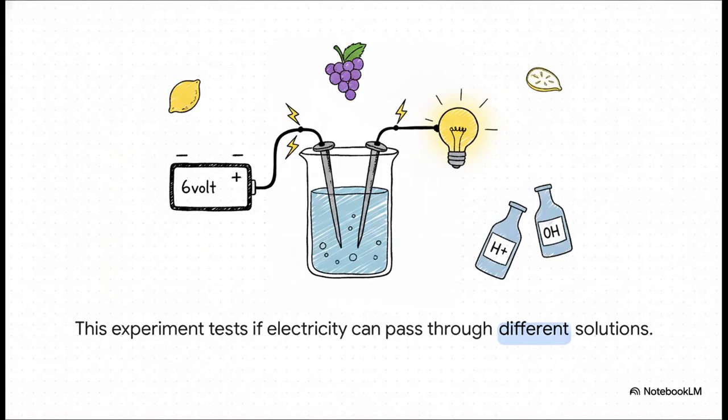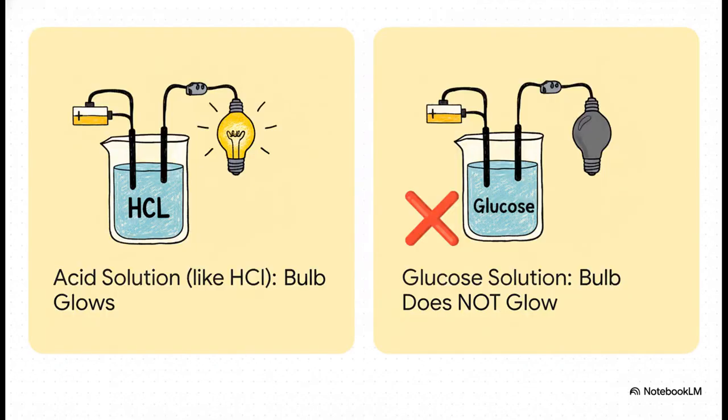All right, have a look at this setup. It's a simple circuit. We have a beaker, a small bulb, and a battery. We're going to put different liquids into the beaker and see what happens. Will the liquid allow electricity to pass through and light up the bulb? Let's see. Okay, here are our results.